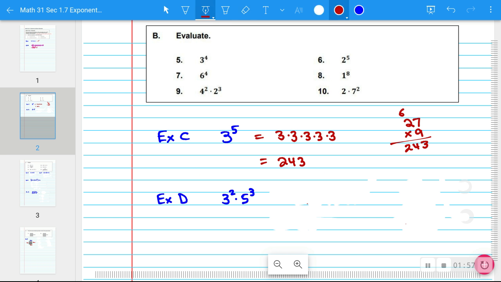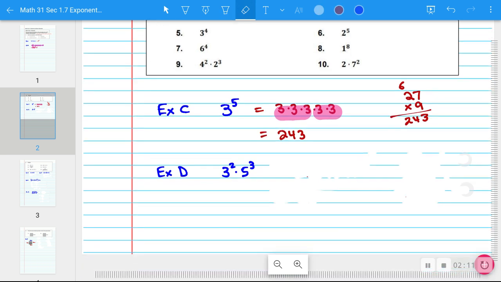Let me show you how I did that. 3 times 3 is 9, times 3 is 27, and then 27 times 9. And that turns out to be 243, which is the value of 3 to the fifth.